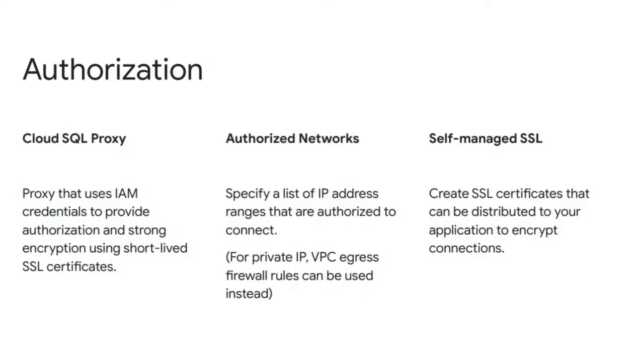The second option you can use is authorized networks. This is where you specify a list of IP address ranges that are authorized to connect. For private IP, there is a similar feature called VPC egress firewall rules that you can use instead.